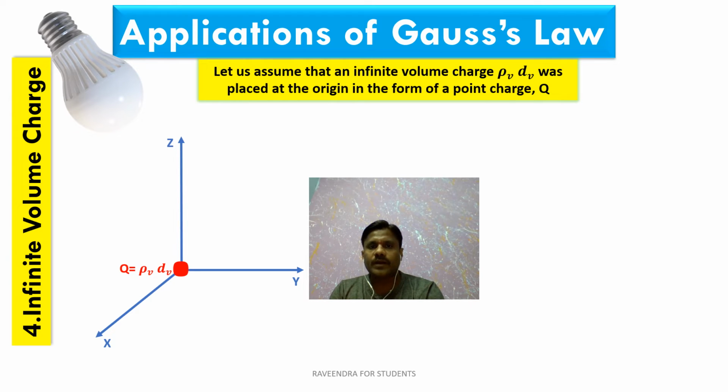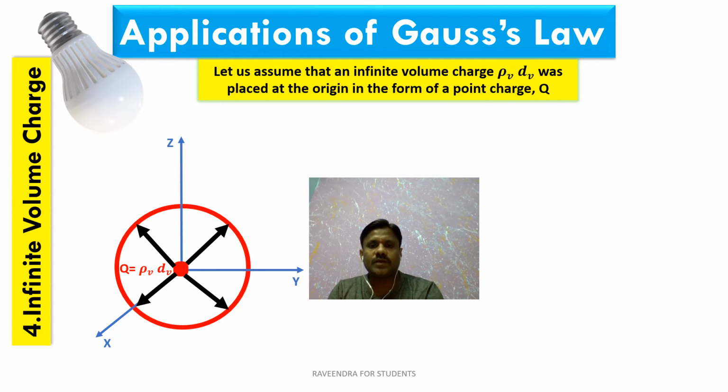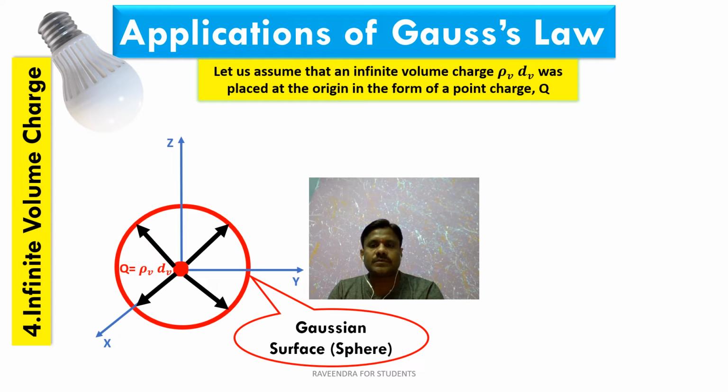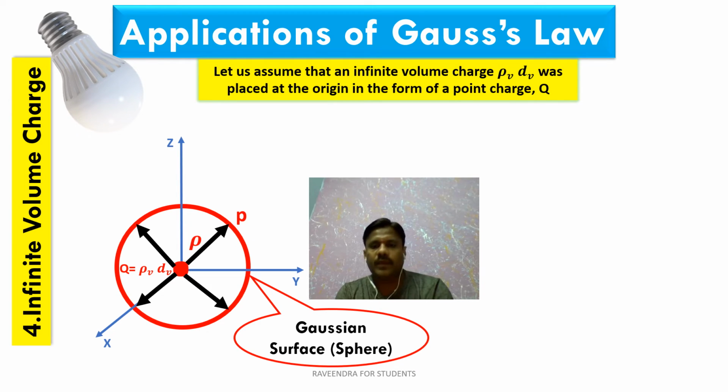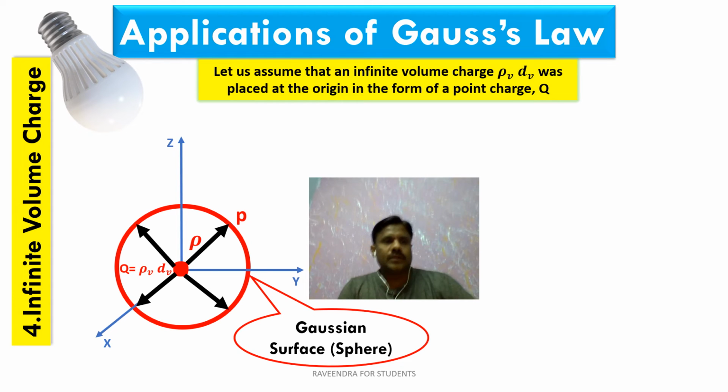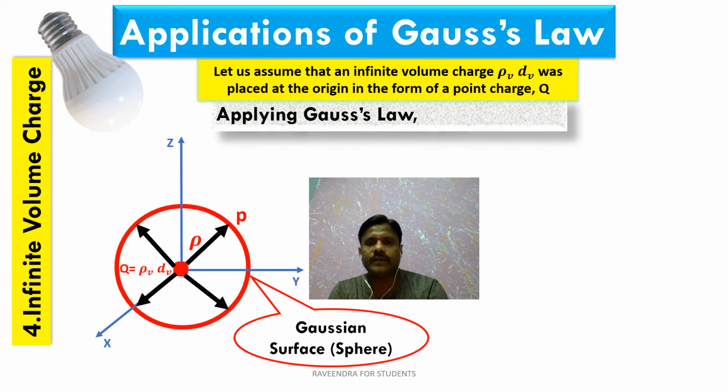Now by applying the Gauss law, for this infinite volume charge placed in point form as Q equals rho v dv at the origin of this Cartesian coordinate system, the D bar will be normal in all directions on the spherical Gaussian surface that we already considered while solving the point charge problem. For this infinite volume charge in the form of a point charge also, the same sphere becomes the Gaussian surface. Now, by applying it at a general point P, we can find the D bar for this entire spherical Gaussian surface by applying Gauss law directly.